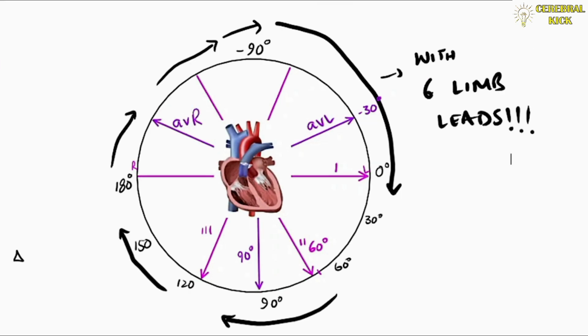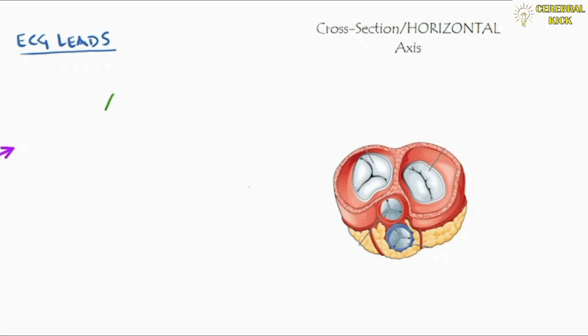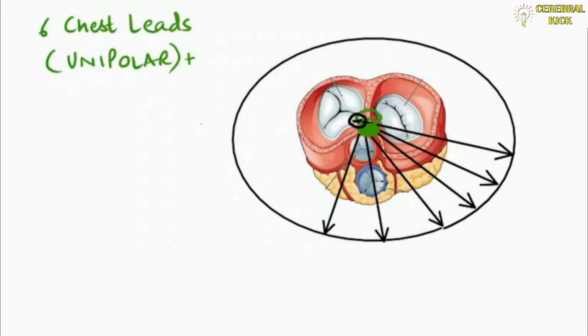As for the cross-sectional axis of the heart, 6 chest leads which are unipolar in nature carrying a positive electrode, whereas the negative electrode is taken as the center point of the heart, right? Placing these chest leads on the frontal side of the heart to interpret the transverse currents within the heart, we have leads V1, V2, V3, V4, V5 and V6.